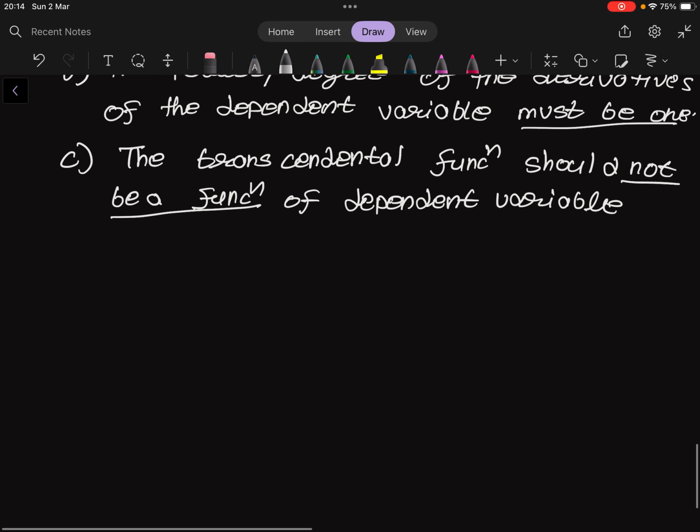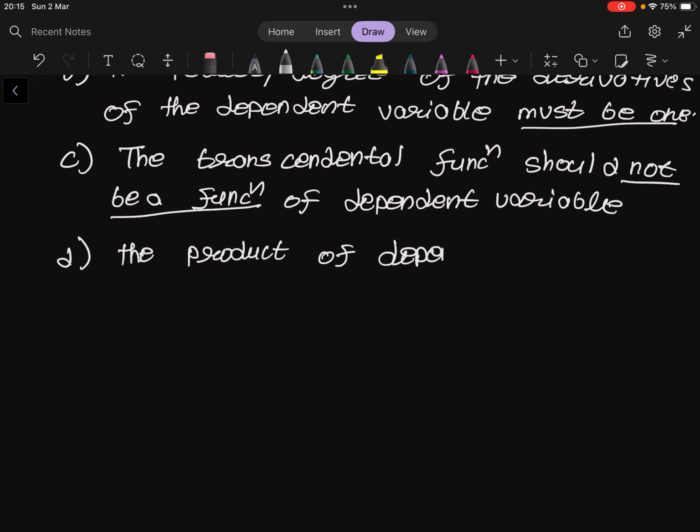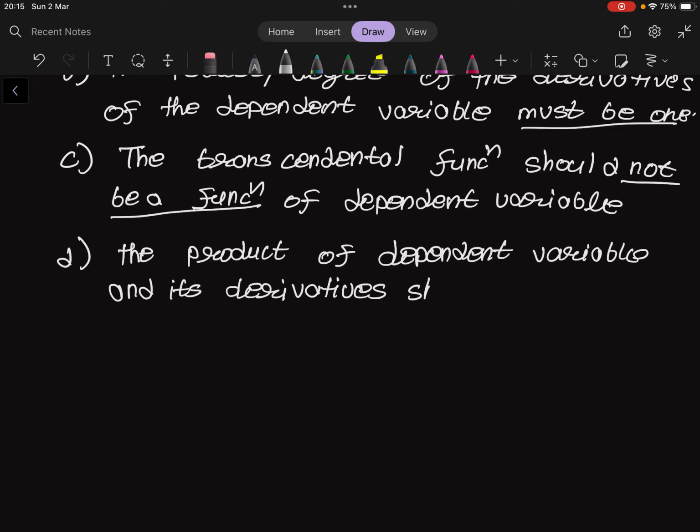Now the fourth and last criterion is that the product of the dependent variable and its derivatives should not occur. So these are the main 4 criteria for telling that an equation is a linear equation.